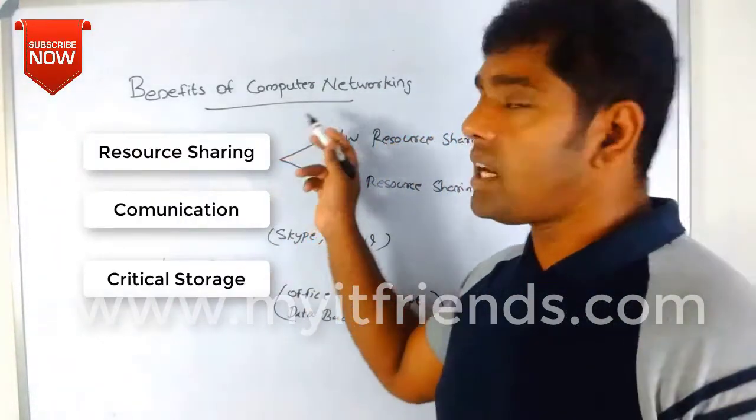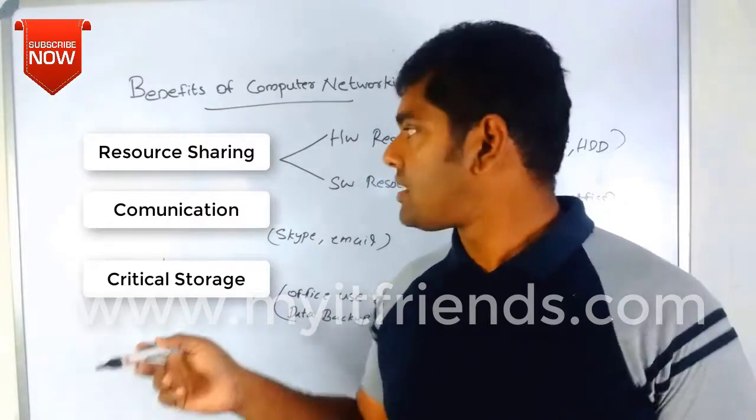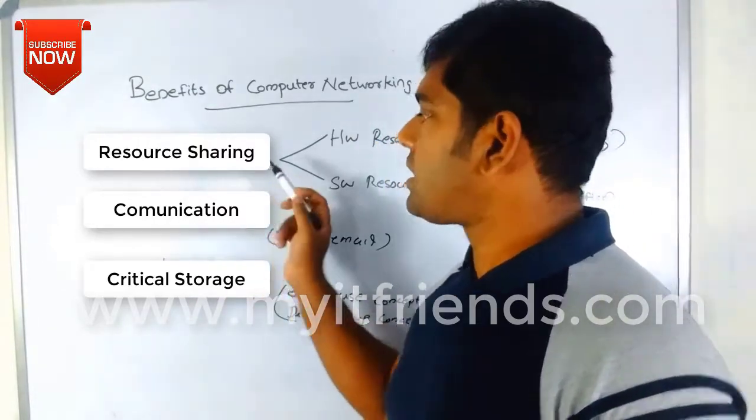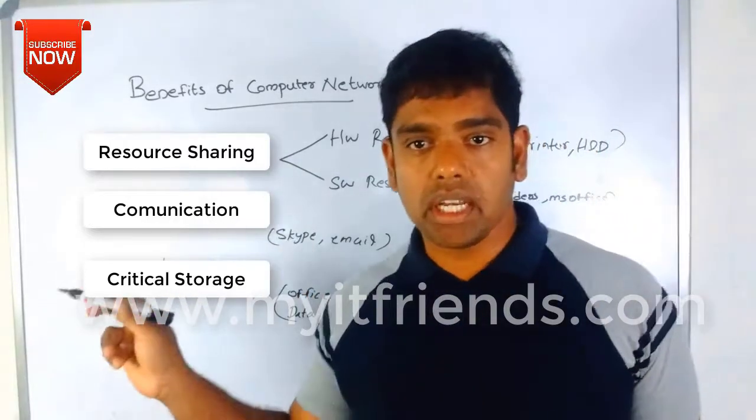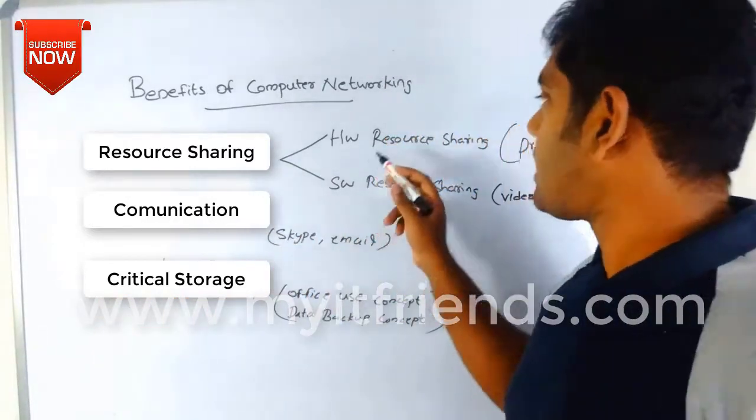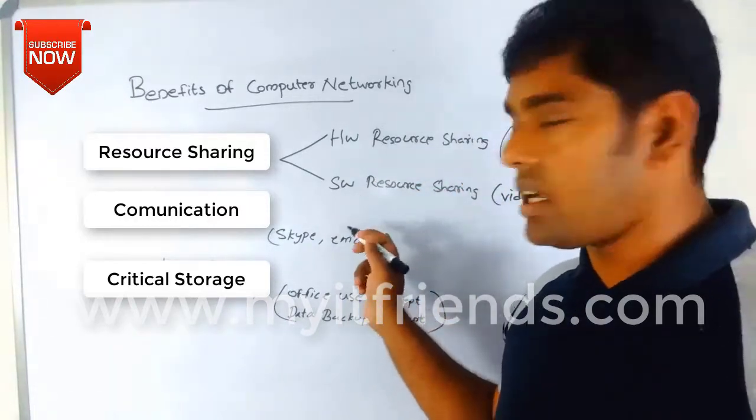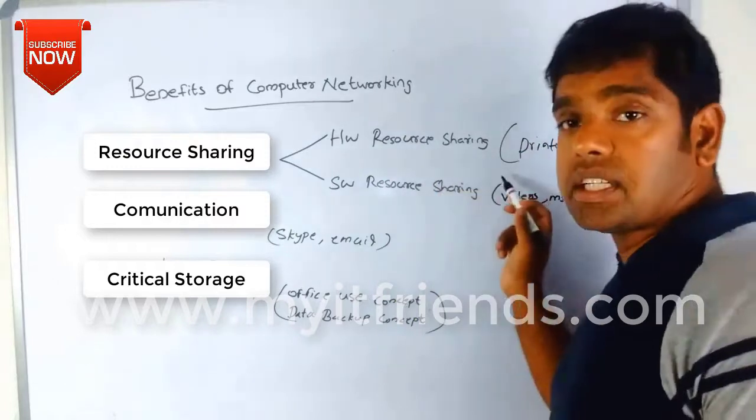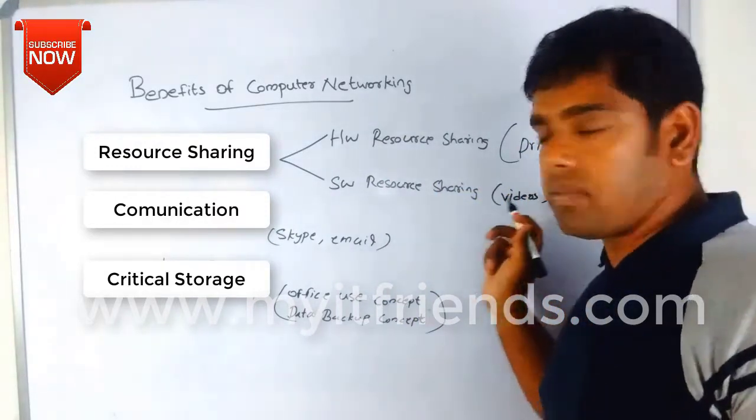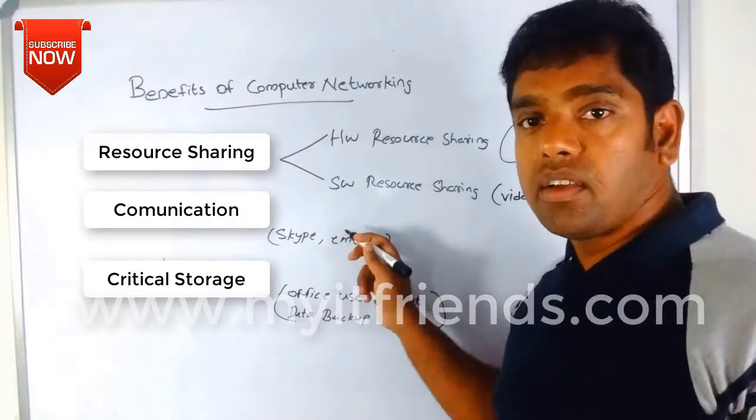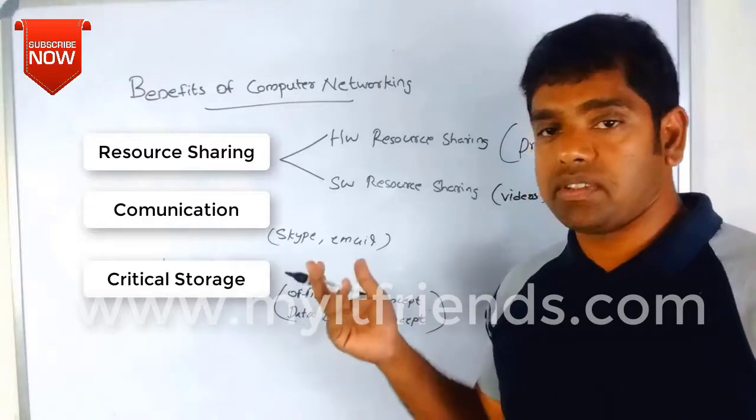The benefits of computer networking. We can divide the benefits of computer networking into three main categories: resource sharing, communication, and critical storage. We can divide resource sharing into two main categories: hardware resource sharing and software resource sharing. In hardware resource sharing, we can share hardware such as a printer, hard disk, etc. In software resource sharing, we can share videos, images and applications like MS Office, etc.